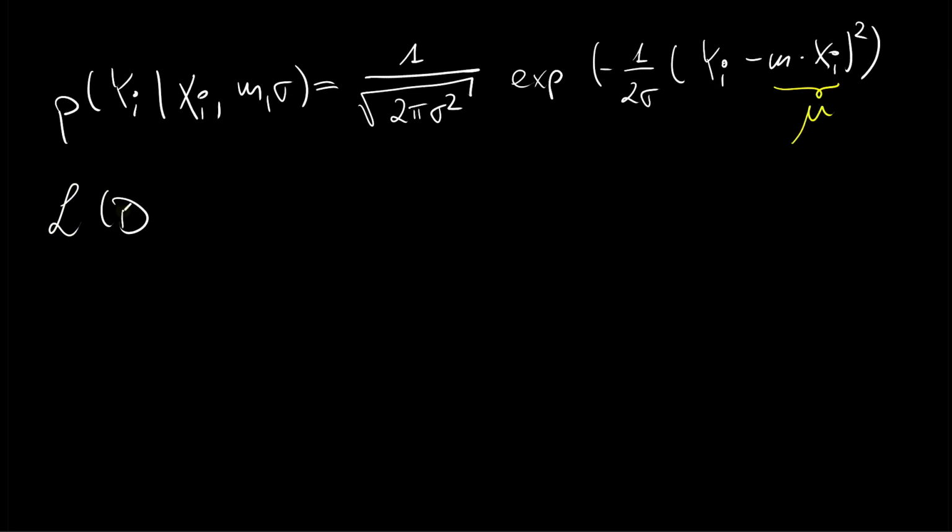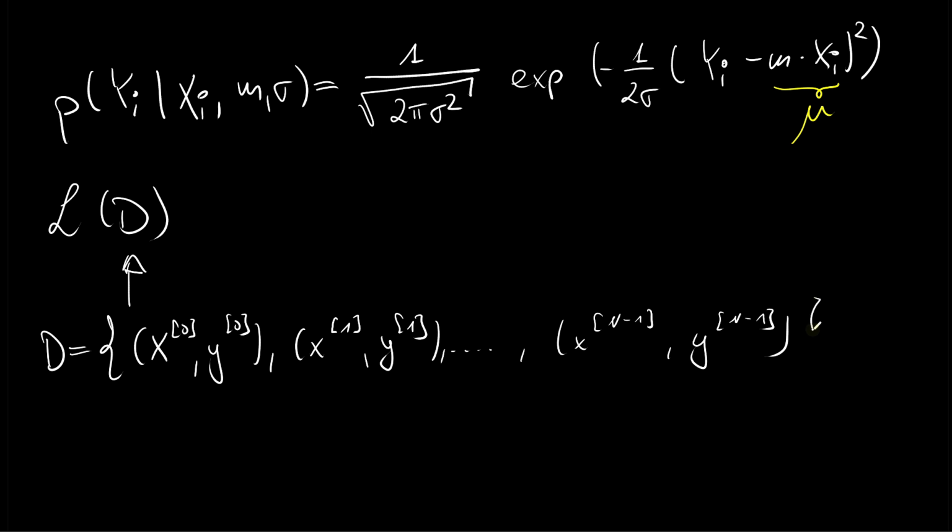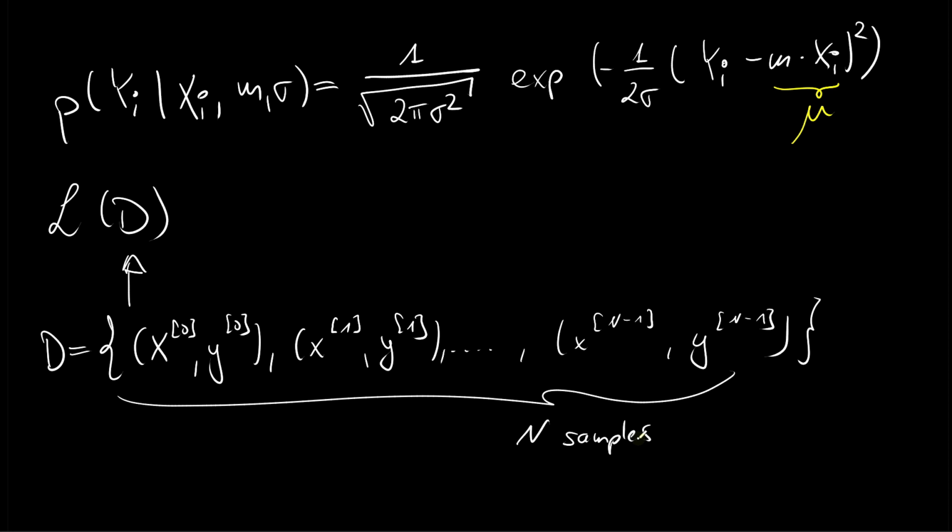So the likelihood of our data, and recall the data is nothing else than a collection of x and y positions. So D is a set which contains an x0 and a y0, which will be the 0th point. Then it will have an x1 and a y1 for the first point, and so on and so forth, all the way to xn-1 and yn-1. It's because I use 0-based indexing. If you have 1-based indexing, then it goes to n, and in total we will have n samples. Let's say, for instance, 100 data points.